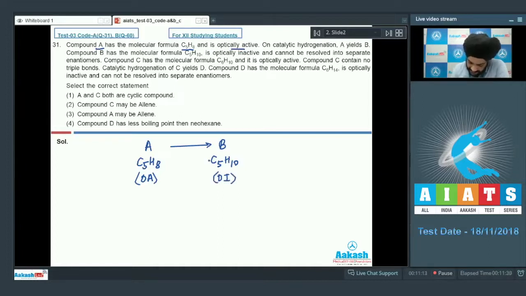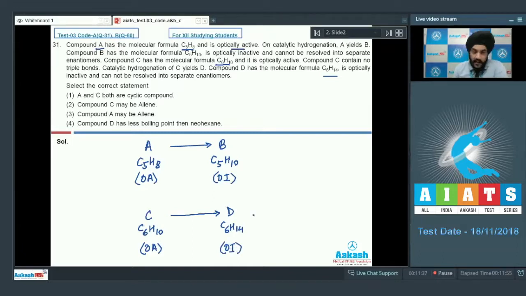If you look at C, C has a formula of C6H10. It is also optically active. And on catalytic hydrogenation, C gives us D. The formula of D given to us is C6H14, and it is also optically inactive.